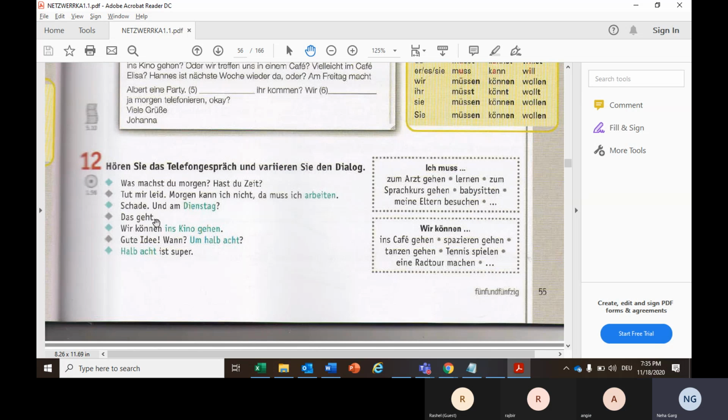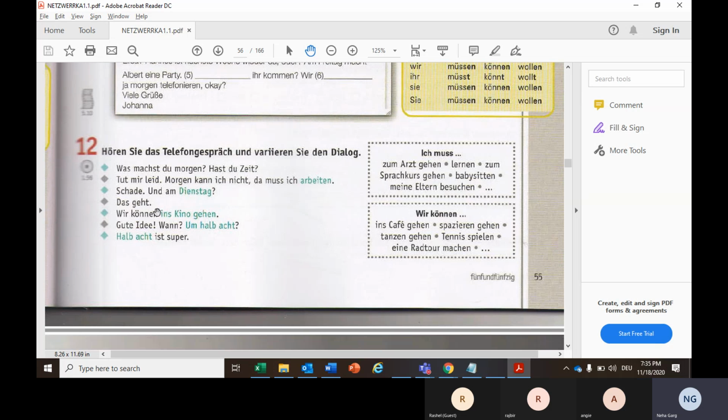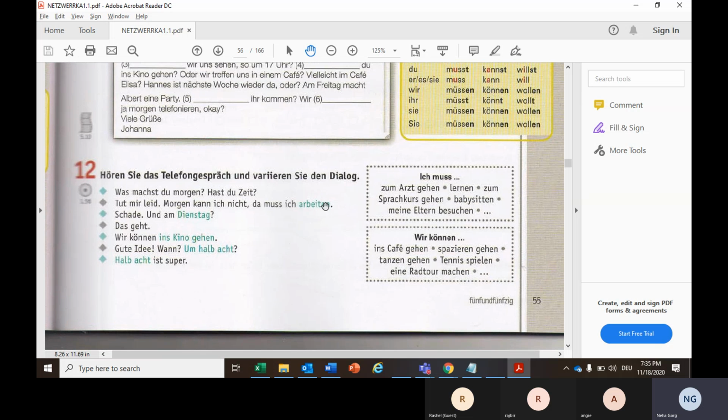Tuesday. Das geht. Yes, that goes pretty well. Wir können ins Kino gehen. We can go to the movie. Gute Idee. That means good idea. Wann? 7:30. Then the timing you have given. 7:30 is super. So now what you have to do, these blue highlighted words, the date, the time, the location or the activity which you want to do, you can replace from the options given here, or maybe you can use any preference from your end also.